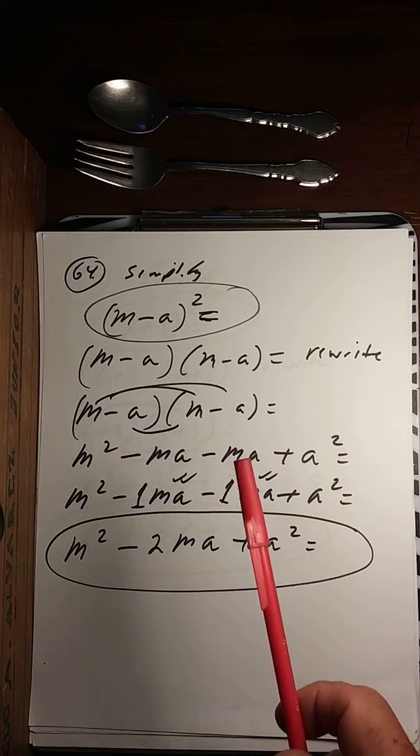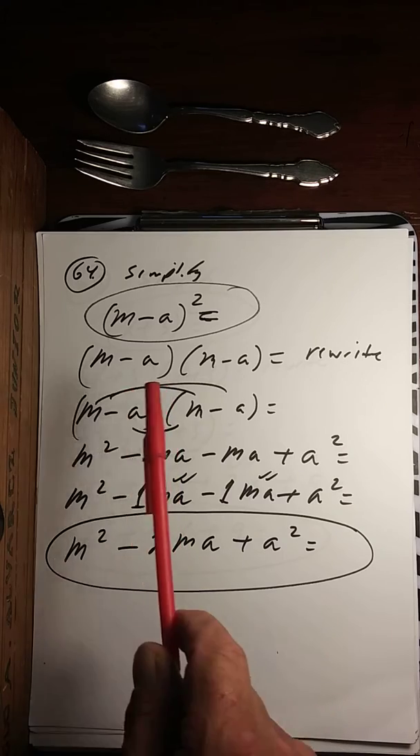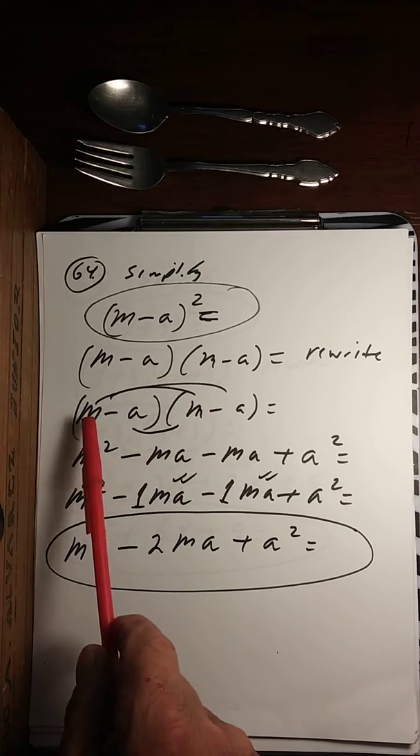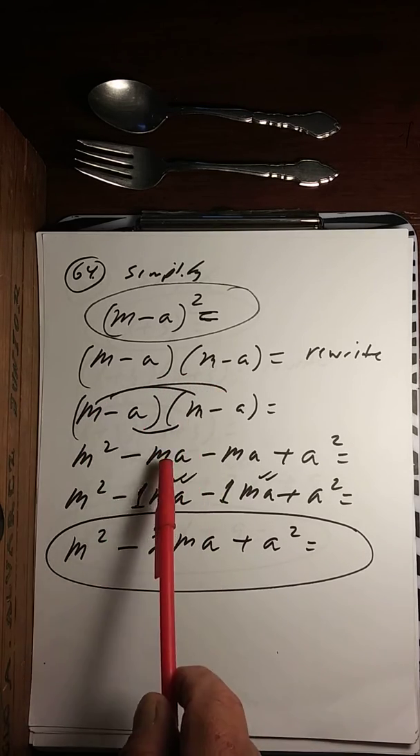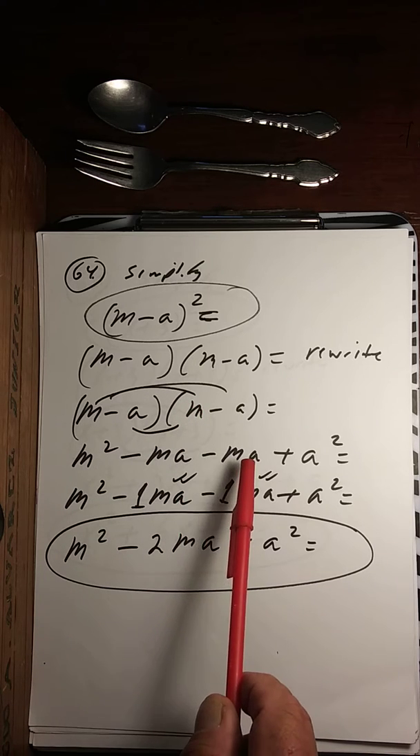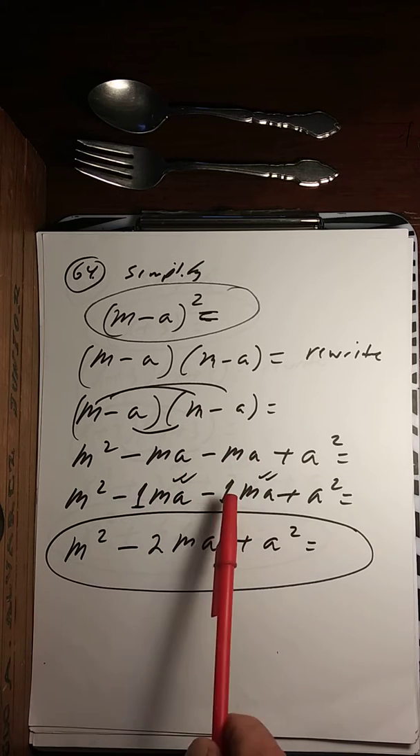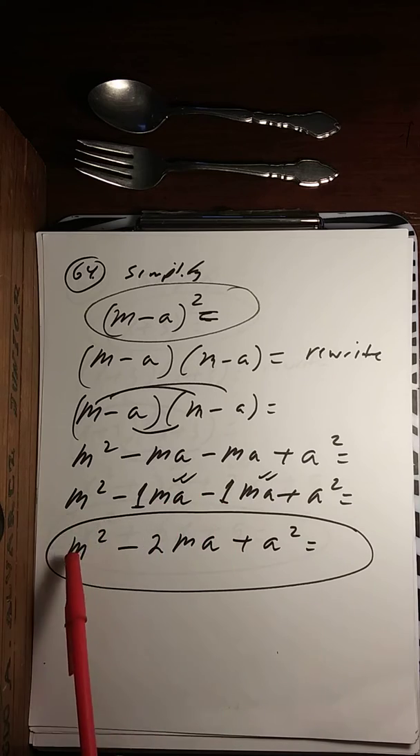M minus a squared. So m minus a, m times m is m squared. M times that is negative ma, or am, either one. That's negative 1ma, negative 1ma, so those two. So m squared minus 2ma plus a squared.